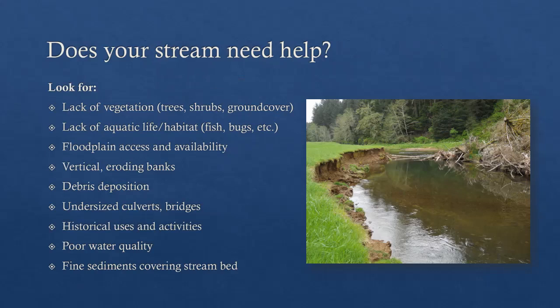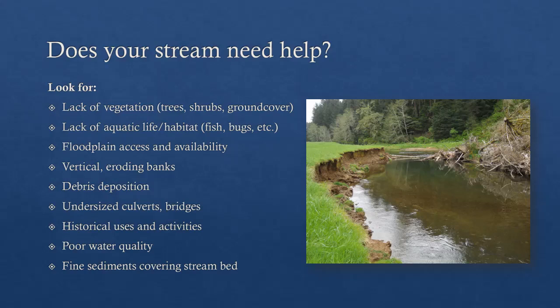So, when we look at a stream, a key indicator that it needs some improvements is lack of vegetation. Ideally, that would be a forested area, but shrubs or just grass let go wild is really important to make sure that we get those root structures in the soil to stabilize our streams. Of course, habitat for fish and wildlife is really important as well.